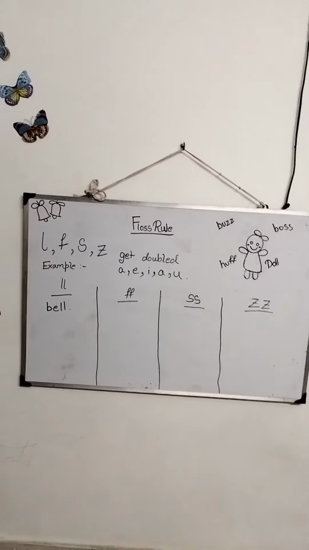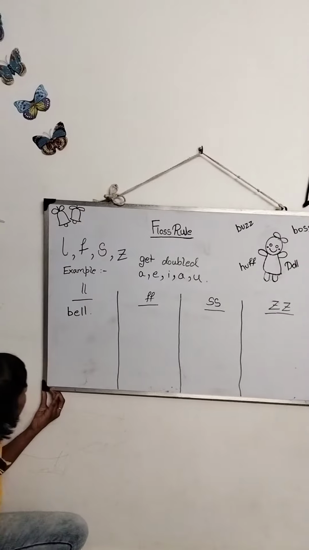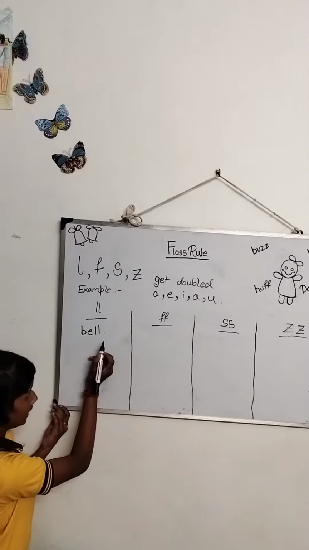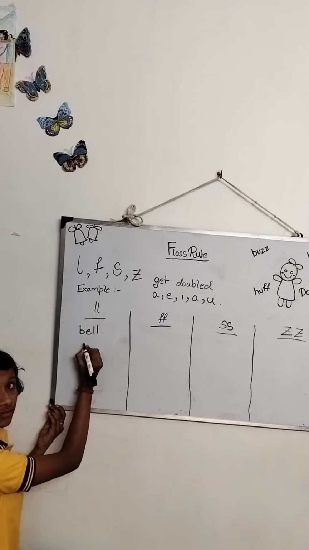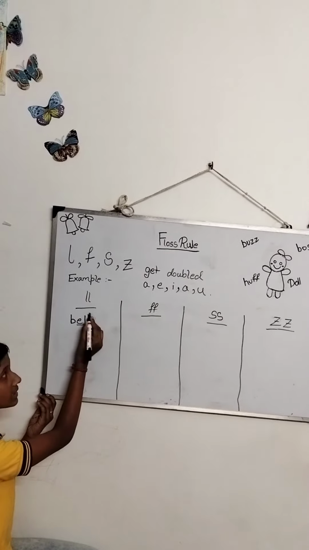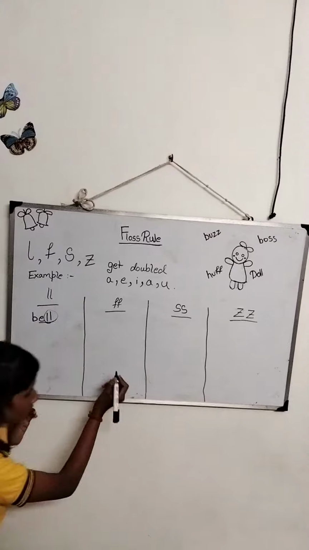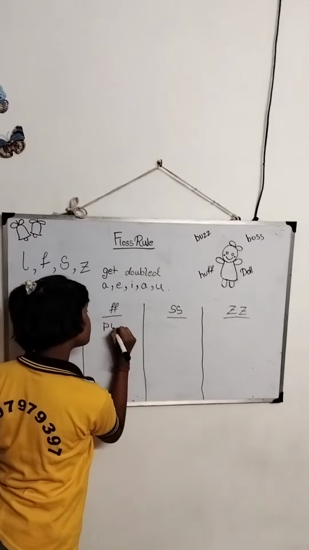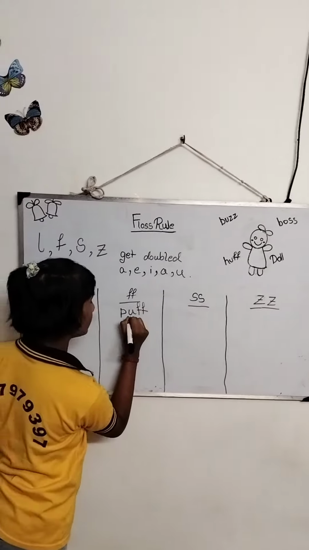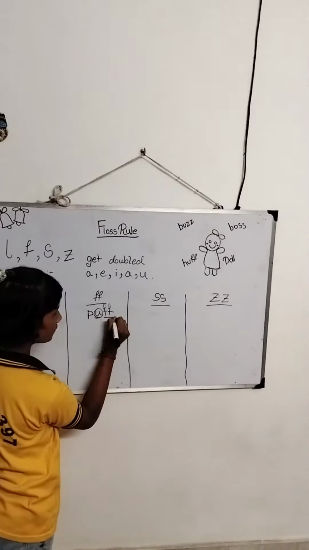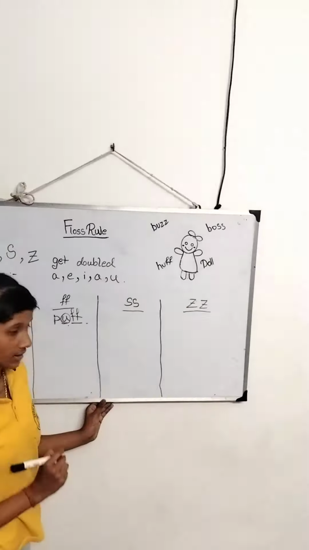Please give me an example. For double L, I want to give an example of bell. E is a short vowel. That's why we are doubling the L. Next, F. Give one example fast. Puff. U is a short vowel. That's why we are using double F.